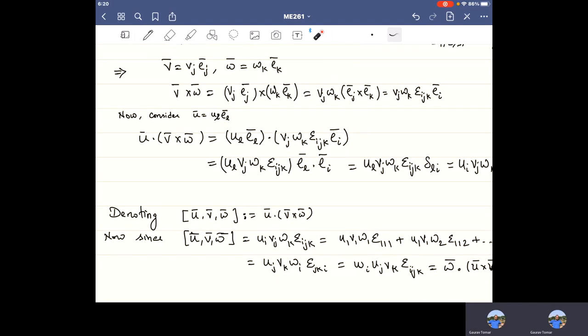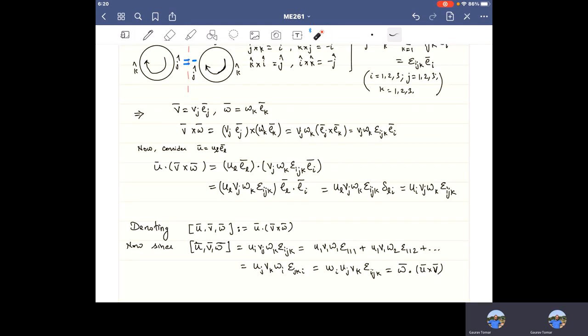Now this quantity, whatever we had derived, is essentially u_i v_j w_k epsilon_ijk. So it's a scalar quantity given by this. If you expand, you would be writing u1 v1 w1 epsilon 111. So there would be a lot of redundant terms if you expand, which should go to 0, because epsilon having a repeated index gives you 0. 112 is also repeated, so you get 0. So you have a lot of zeros here.